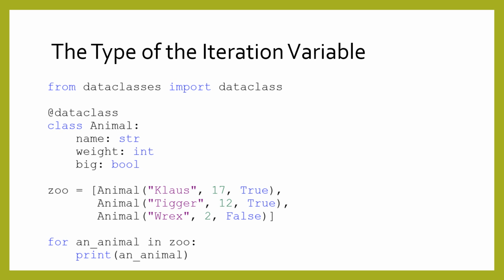If you have a list of data classes, then the iteration variable's type will be the type of the data class. In the example shown here, the zoo variable holds a list of animal data classes. When we iterate through the zoo with a for loop, we create a new variable named an animal. That iteration variable, an animal, will be of type animal, not a string representing the animal's name or its weight, but the entire animal is stored in that variable.